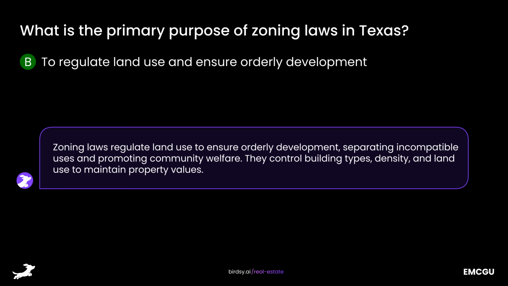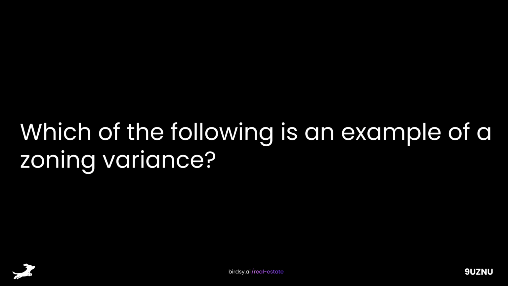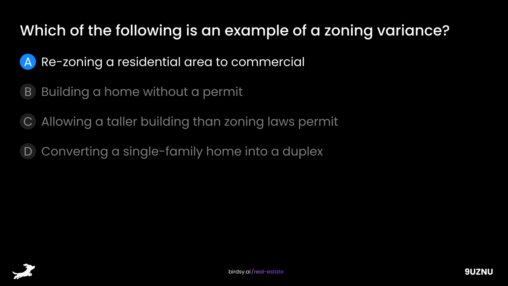Zoning laws regulate land use to ensure orderly development, separating incompatible uses and promoting community welfare. They control building types, density, and land use to maintain property values. Which of the following is an example of a zoning variance? Is it A, rezoning a residential area to commercial, B, building a home without a permit, C, allowing a taller building than zoning laws permit, or D, converting a single-family home into a duplex?